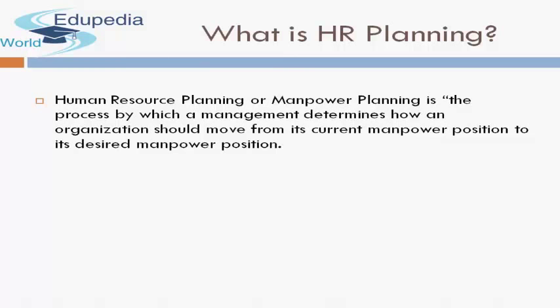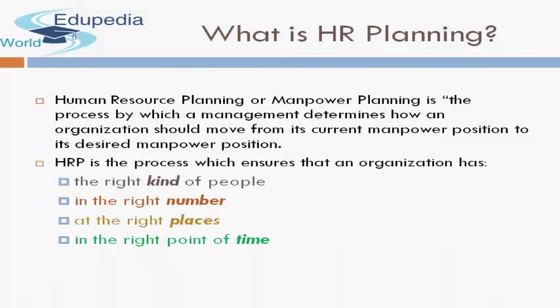Let me just read this bullet point for you. Human resource planning or manpower planning is the process by which a management determines how an organization should move from its current manpower position to its desired manpower position. It also ensures that an organization has the right kind of people in the right number at the right places in the right point of time.